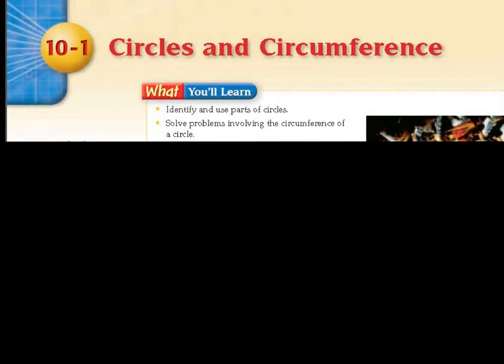Chapter 10 is about all things circular. So we're going to start off our first lesson looking at circles and circumference. You'll learn to identify and use parts of a circle and solve problems involving the circumference of a circle.